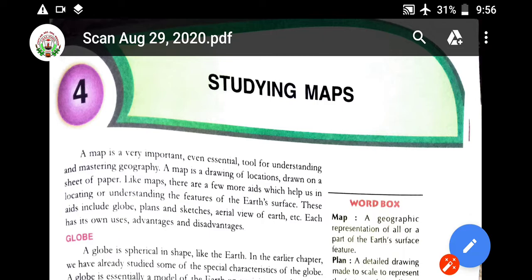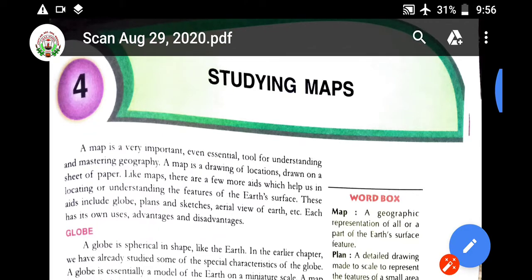Now, today we are going to start with Geography, Chapter 4, Studying Maps. Okay, earlier you would have heard about the globe, na? To know about the countries, oceans, continents, and all. So, we were looking at the globe. Here, we are going to study about a map, right?